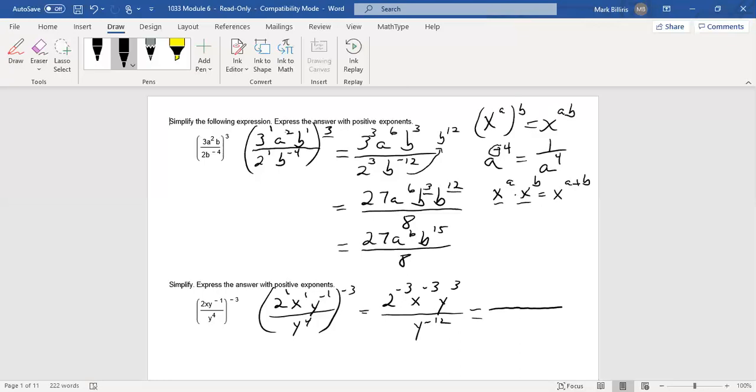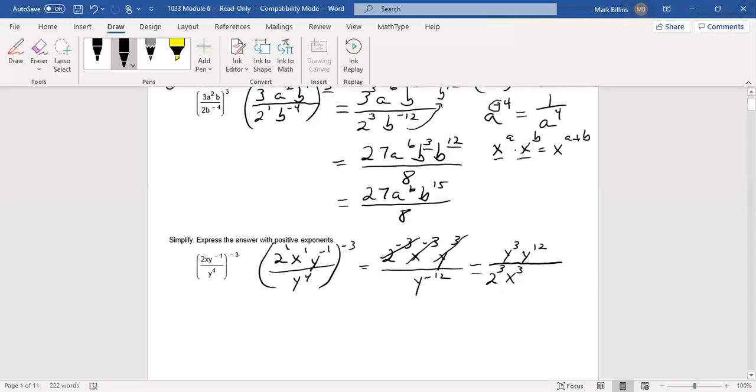So the 2 is raised to the -3rd power. Now that moves down to the denominator as 2 to the +3rd. The x to the -3rd does the same, so it becomes x to the 3rd in the denominator. The y in the numerator has a positive exponent, so it remains in the numerator, no change. And we have y to the -12th in the denominator, so that moves the factor to the numerator.